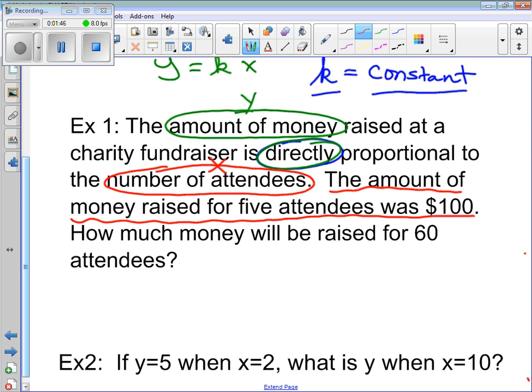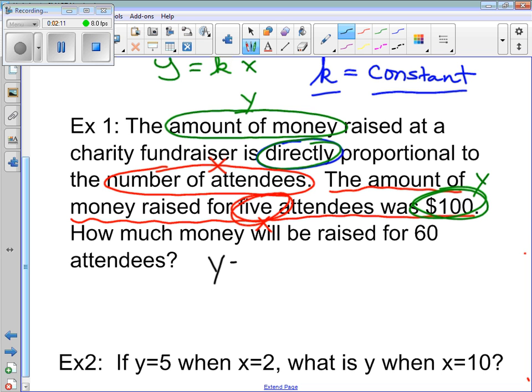So for every 5 people, you get $100. We have to find k, so the first scenario is just used to find the constant. We have the amount of money is $100. That's your y. And the number of attendees, 5. That's your x. So I'm going to put this into the equation.